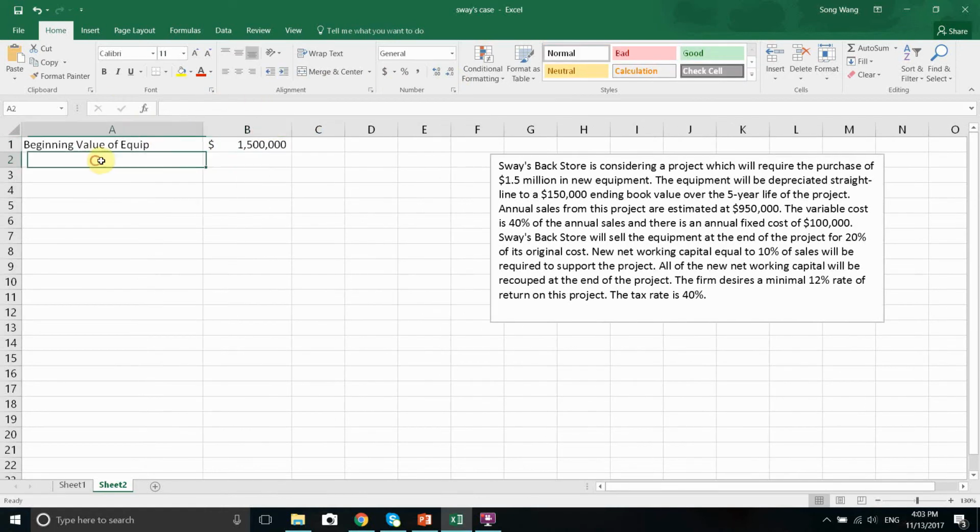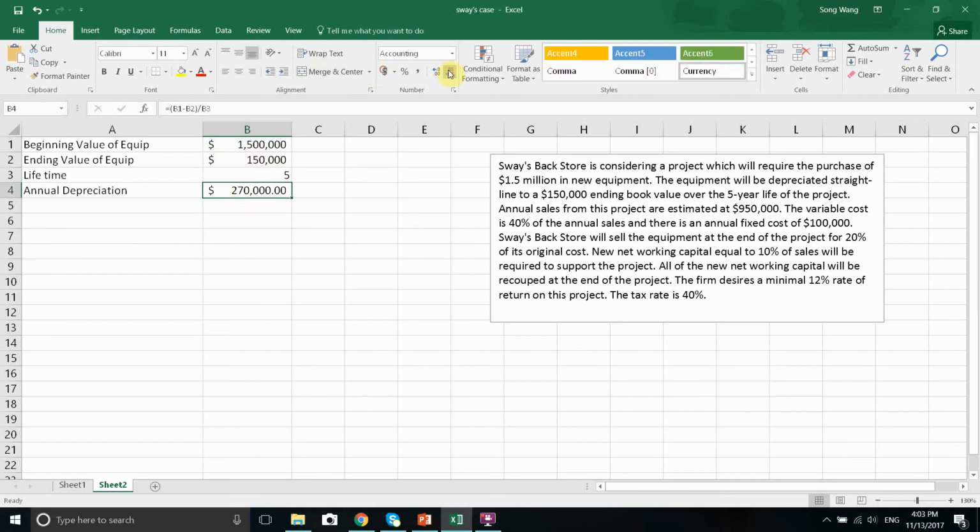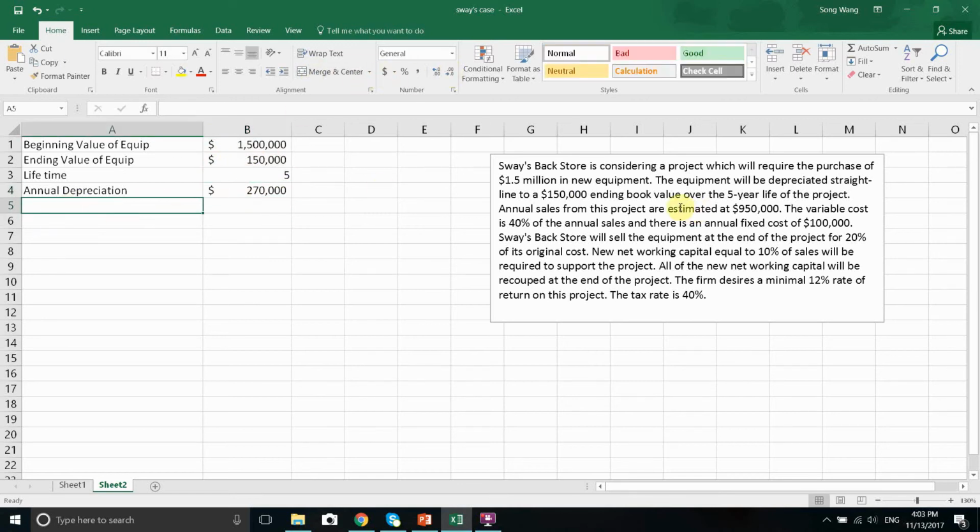And then it also says the ending value of the machine is $150,000. And the lifetime is 5 years. Based on this information, you can figure out the annual depreciation because the depreciation method is straight line. So you take the formula of the beginning value minus ending value, divided by the number of years. So that's $270,000.